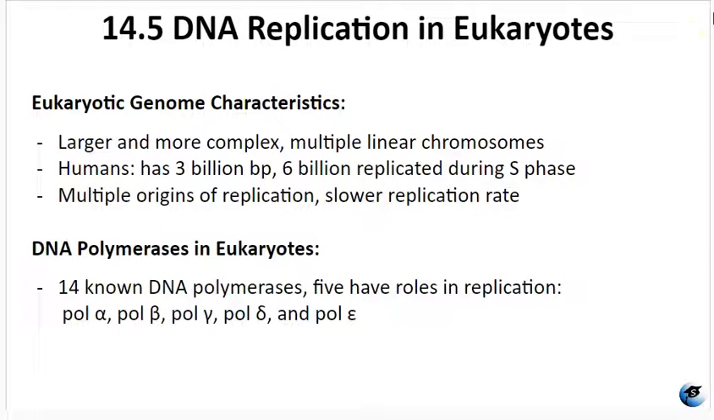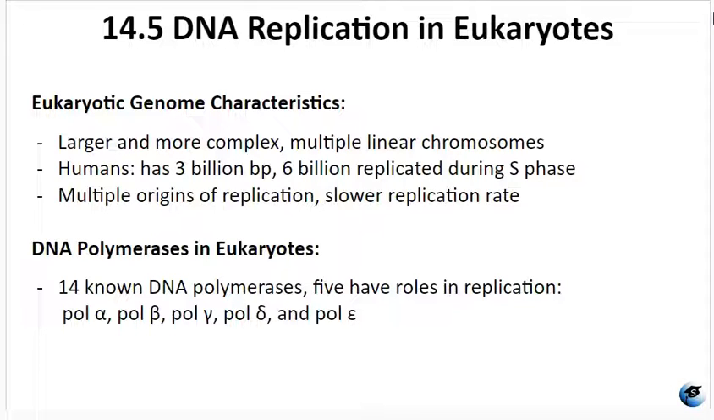Now, let's talk about eukaryotic DNA replication. In eukaryotes, the replication process is more complex because eukaryotes, remember, are bigger. Everything about them is bigger, including their genome, and they have multiple linear chromosomes. Humans, for example, are eukaryotes, and we have about 3 billion base pairs in each set of chromosomes. So replication occurs at multiple origins of replication, multiple replication forks. Remember, prokaryotes only have one. Eukaryotes have multiples throughout the genome. The rate of replication is slower in eukaryotes compared to prokaryotes, but again, there's just a lot more going on.